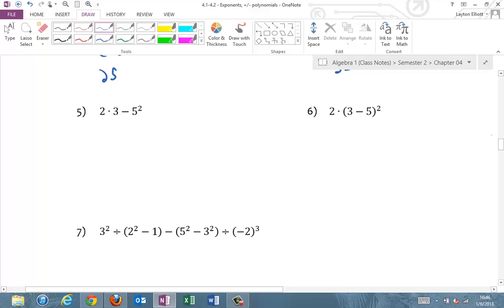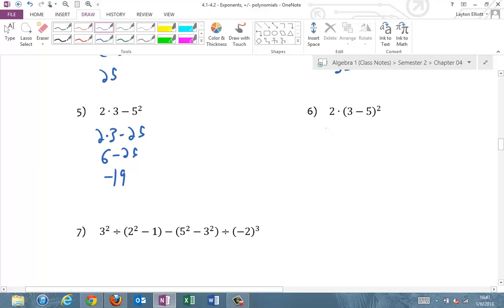Okay, again, pause, do 5 and 6. 5 follows the order of operations. If I look, I've got 5 squared, so I have 2 times 3 minus 25. Then we do the multiplication. 2 times 3 is 6 minus 25. 6 minus 25 is negative 19.